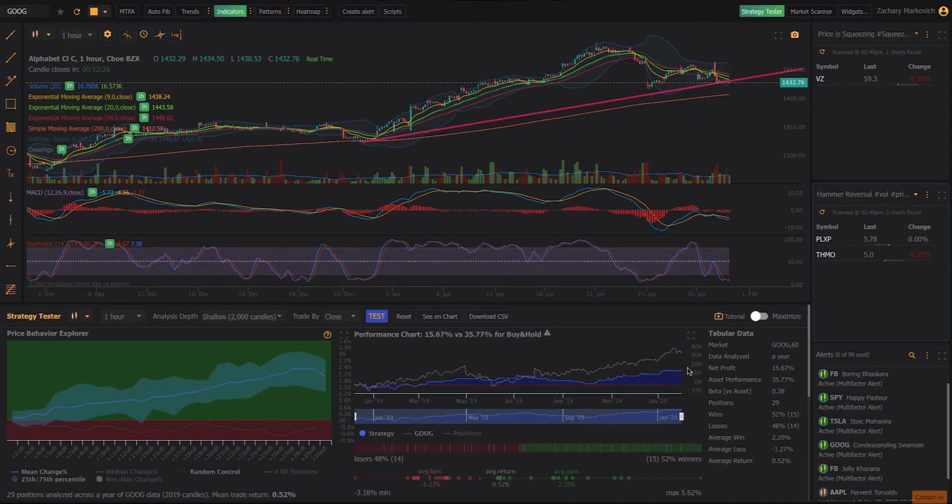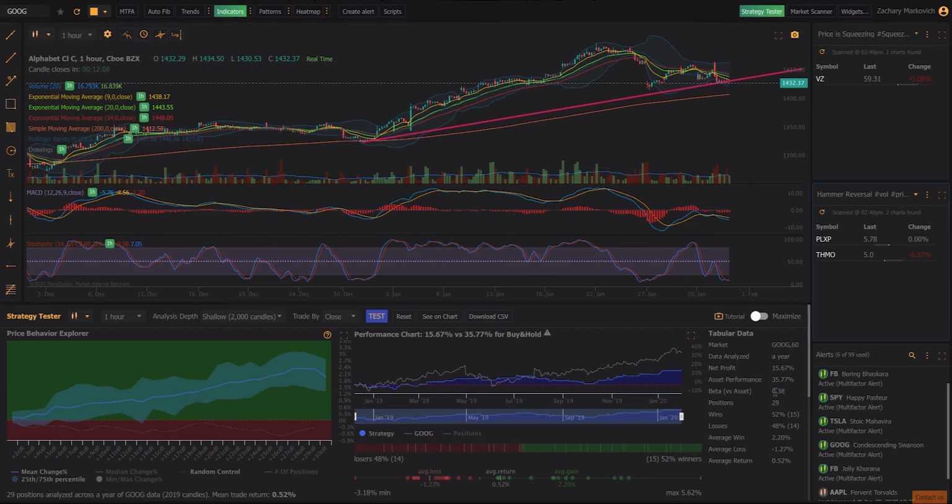You've also got some of that same tabular data here on the right. You've got the market, right? Google 60-minute chart, a year of data analyzed. Net profit was around 15%. Asset performance for the year was 35%. What was our strategy's beta versus the asset? So we had a lower beta, which is pretty good.